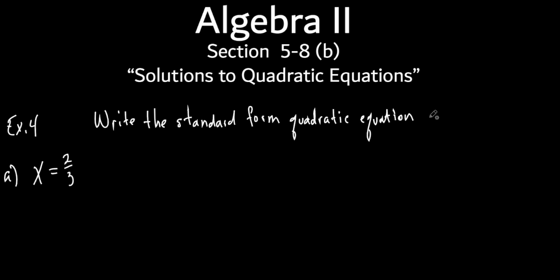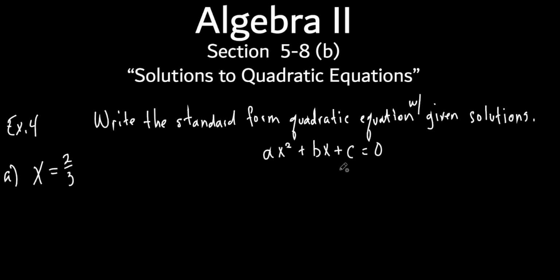Given, or it says with, the given solutions. All right, so they're basically giving you the answer and you are coming up with the question. Okay, the standard form quadratic equation. What is the standard form quadratic equation? I wrote it down when we were going over the homework just a minute ago. It's ax squared plus bx plus c equals 0. All right, so that's what we want to turn this into. We want to turn this into something that looks like this. You got it?